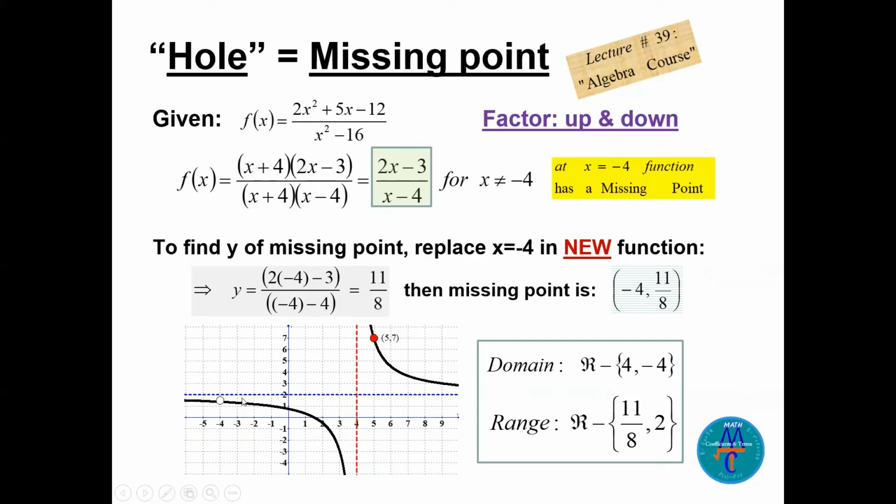If you need the y value, this is a missing point, remember? So it's a point. The x is minus 4. How about the y? Every point has x and y. So you take minus 4 and replace it. To find y of the missing point, replace x equals minus 4 in the new equation. 2 times minus 4 minus 3, divided by minus 4 minus 4. It will be 11 over 8. That is the point here, minus 4. See this point here? Minus 4, 11 over 8 is the y value. That will be the missing point.